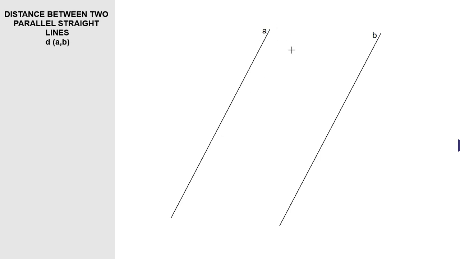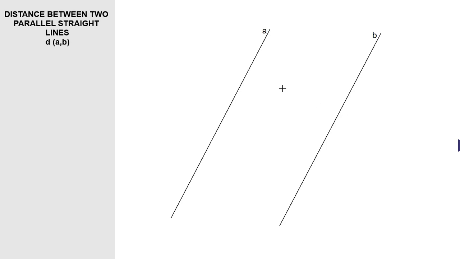We are going to see how to find the distance between two parallel straight lines. Let us remember first that two straight lines are parallel when the distance from one to the other keeps constant, that is, when the distance from any point on one of them to the other straight line is always the same. The distance from any point on straight line A to straight line B never changes no matter which point we try.